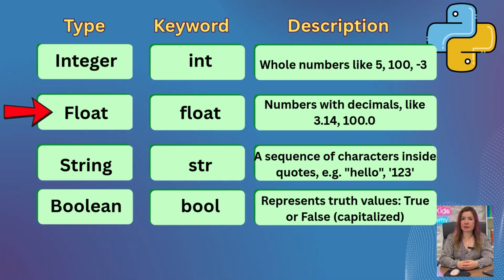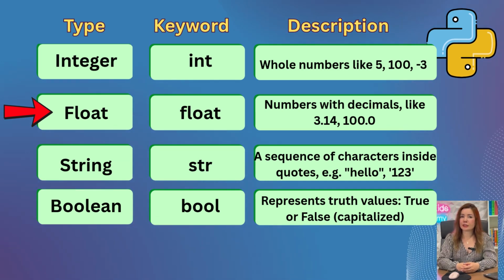In Python, when you're working with numbers that have decimal points like 3.14 or 100.0, you're using what's called a float, which stands for floating point number. So anytime you need more precision, like measuring height, weight, or percentages, you would use a float instead of an int.